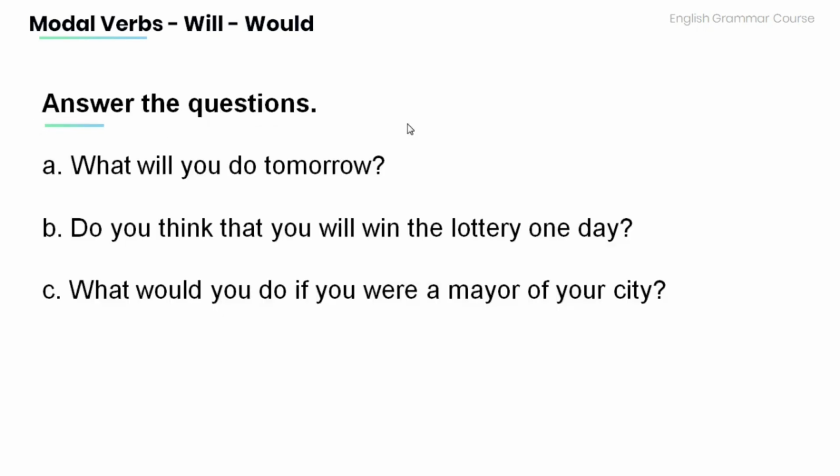Answer the following questions. A. What will you do tomorrow? B. Do you think that you will win the lottery one day? C. What would you do if you were a mayor of your city?